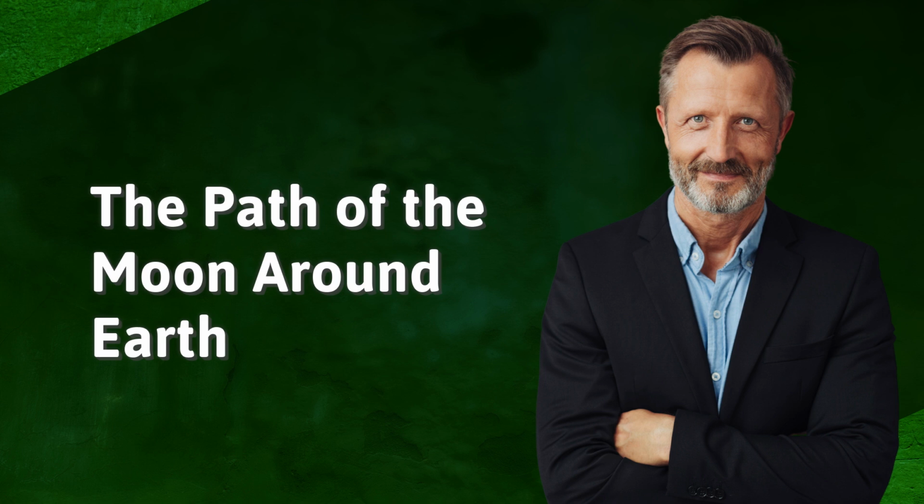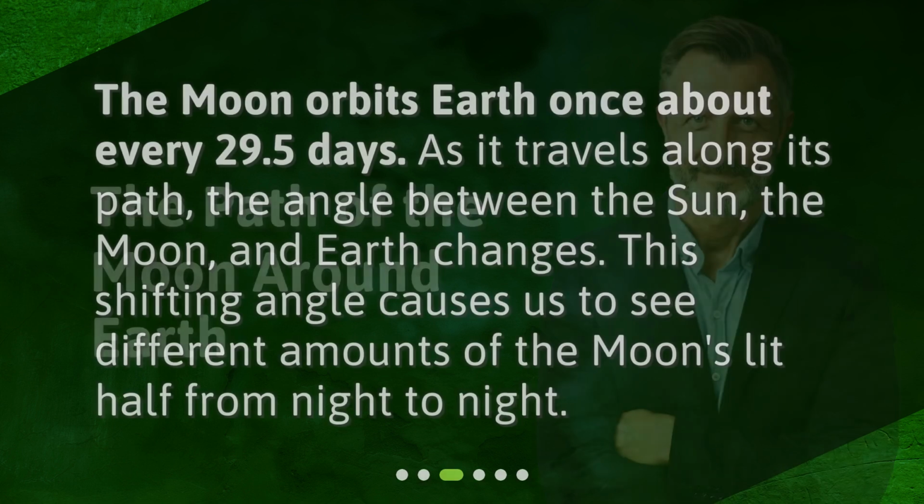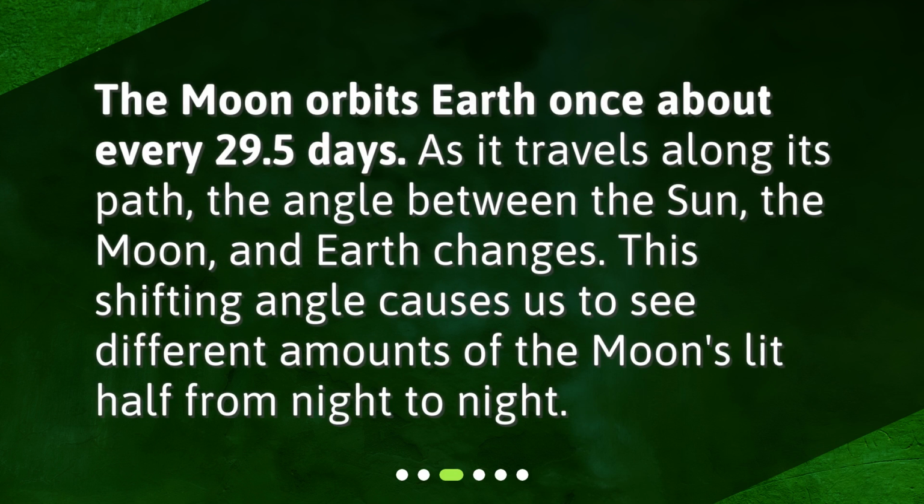The path of the moon around Earth. The moon orbits Earth once about every 29.5 days. As it travels along its path, the angle between the sun, the moon, and Earth changes. This shifting angle causes us to see different amounts of the moon's lit half from night to night.